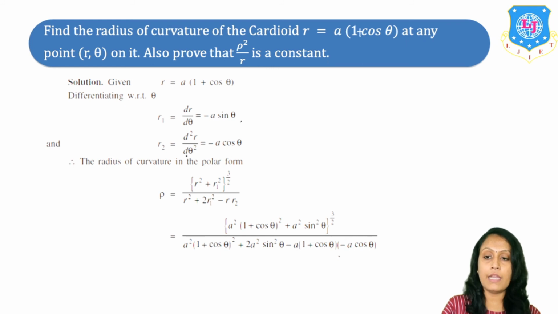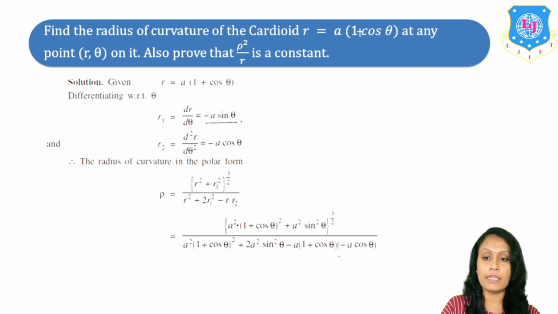r2 is d square r by d theta square. So again find the derivative of this, and you will get minus a cos theta. Now the radius of curvature in the polar form is given by the formula rho is equal to (r square plus r1 square) whole raised to 3 by 2 upon r square plus 2 r1 square minus r r2. Now we will substitute the values of r1 and r2 in the formula.